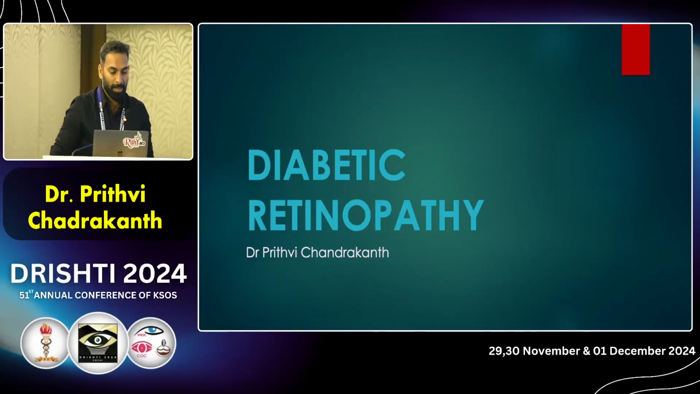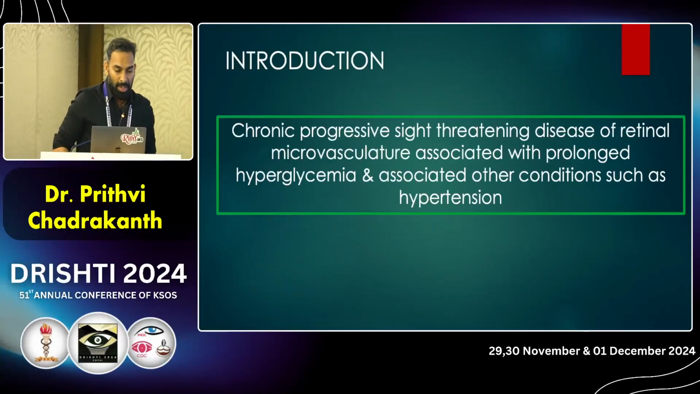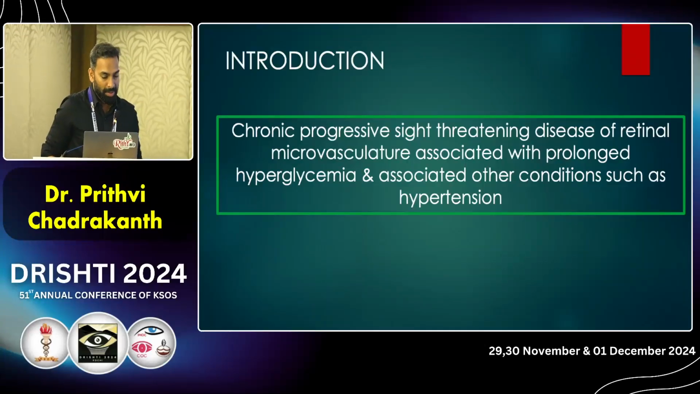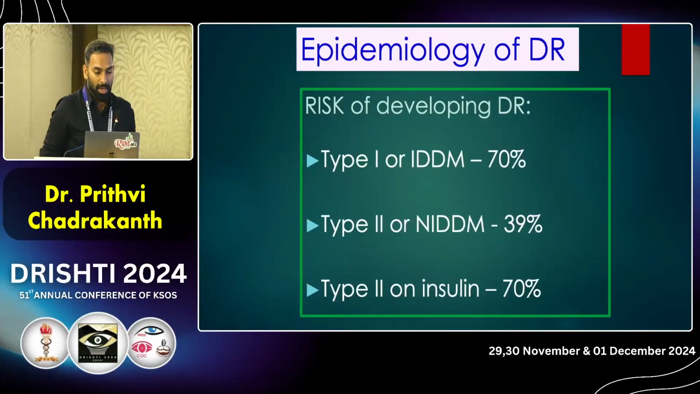I'll be talking about diabetic retinopathy essentials. Just for an introduction, it's a chronic progressive sight-threatening disease of the retinal microvasculature associated with prolonged hyperglycemia and with other conditions such as hypertension. Just a small brief on epidemiology. Type 1, that's insulin dependent, is 70%, non-insulin dependent is 39, and type 2 with insulin is 70%.